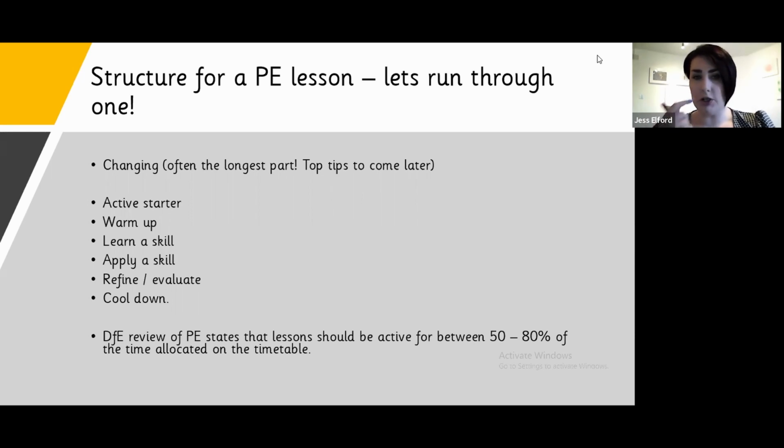So the lesson structure, we'll leave changing. We'll pretend that you don't have to get the children changed because they've come in PE ready. An active starter, followed by a warm-up. They will learn a skill, they'll apply the skill, they'll refine and evaluate the skill, and then there'll be a cool down before they come back to the classroom. And that cool down is really, really important because if children are not in the right frame of mind as they leave that hall to come back to the classroom, if it's in the afternoon, your afternoon is going to be very, very challenging. They need to be calm before they leave that hall.